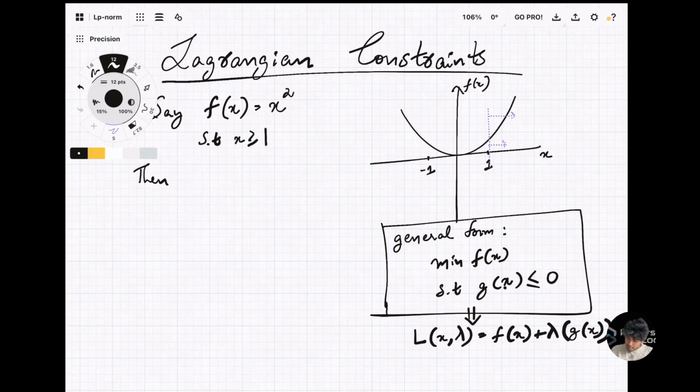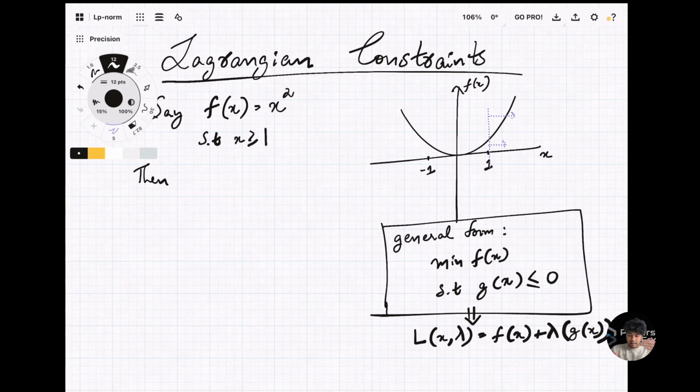So the general form of writing a Lagrangian constraint is basically: minimize f of x subject to (st stands for subject to, and not such that) g of x less than or equal to 0, right? And when you write this in general form, we can write the Lagrangian like this. The Lagrangian is a two variable function where lambda is the new variable that you introduce. And that is f of x plus lambda g of x, right? Okay, I know that's a lot.